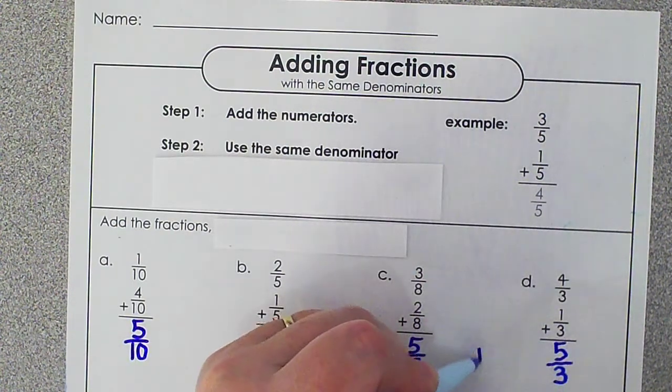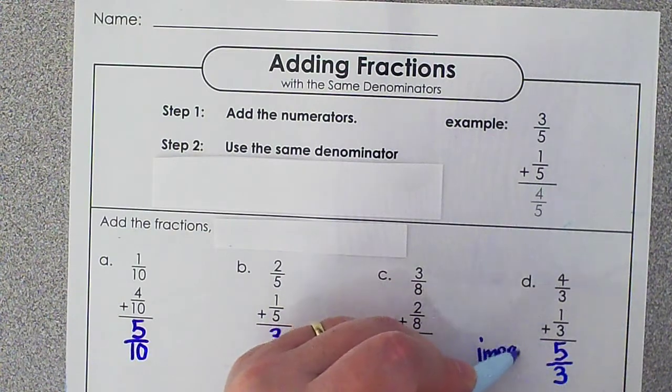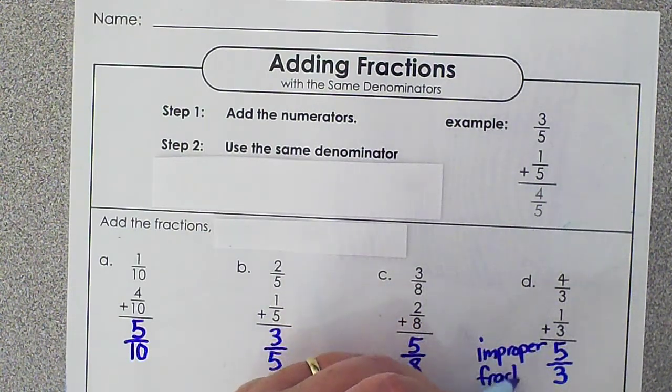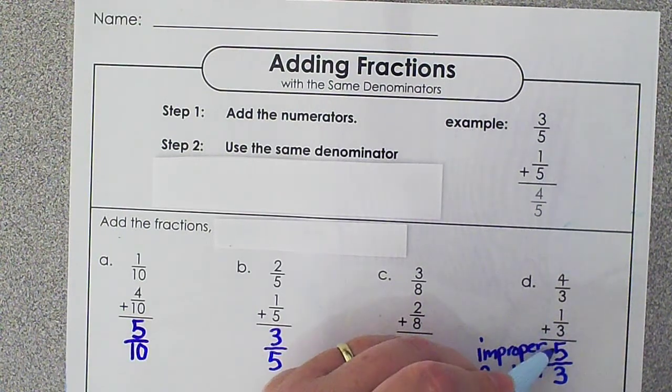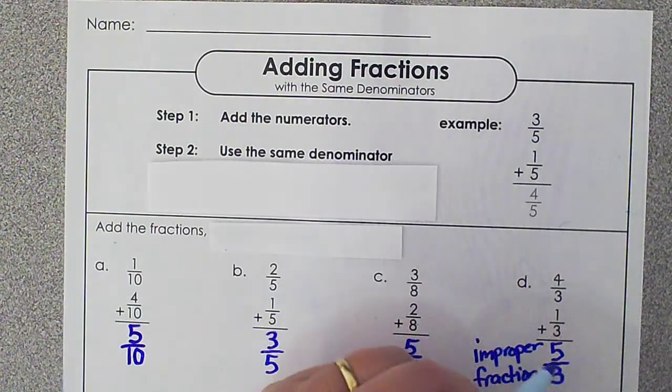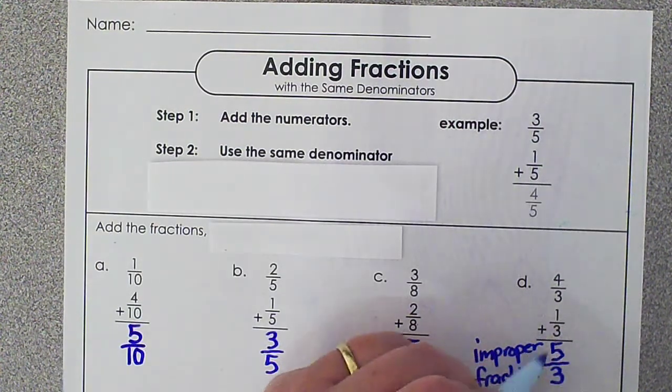This is an improper fraction. What that means is my numerator is larger than my denominator. We cannot leave it that way. So we're going to draw a picture to change this improper fraction into a mixed number.